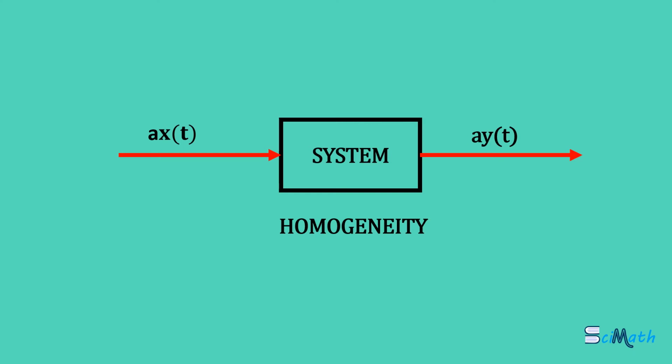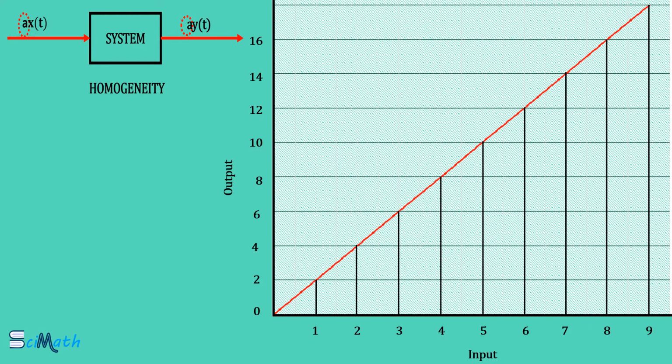Here we can see that the input and the output are scaled by the same quantity, and thus they correspond. So input and output are homogeneous to each other, and that's why this property of the system is known as homogeneity. Let's verify homogeneity.